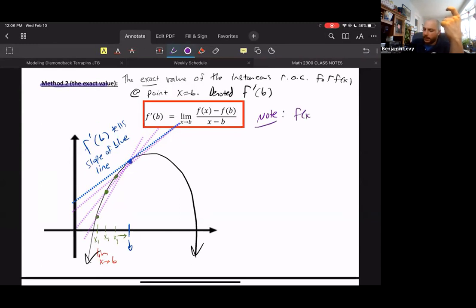So f of x is just the function that we care about, right? And x is the variable. It's just x. F of b is f of x with x equals b plugged in. So it's a number.